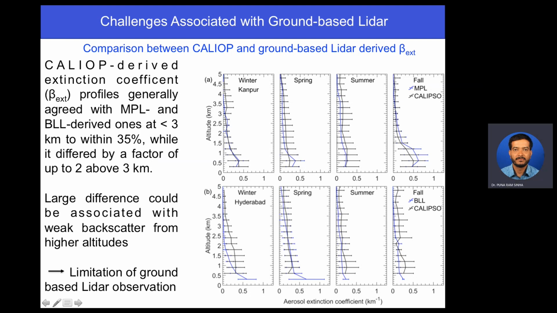So the large difference could be associated with the weakness of a ground based LiDAR at high altitude, because the Calliope showed high concentration even above 3 kilometers, which was missed in the ground truth LiDAR. So that could be a limitation of ground based LiDAR observations, which we need to look into.